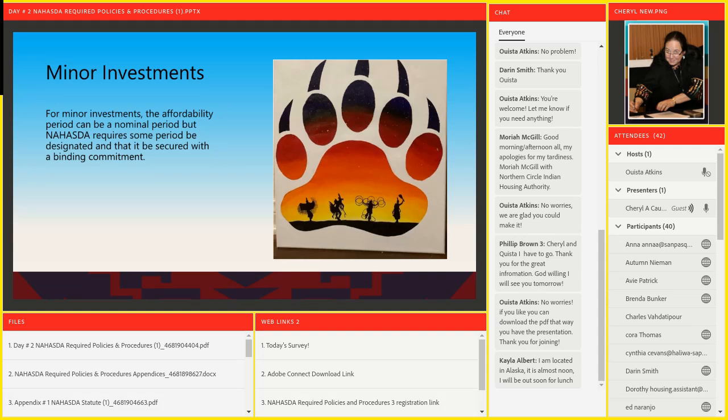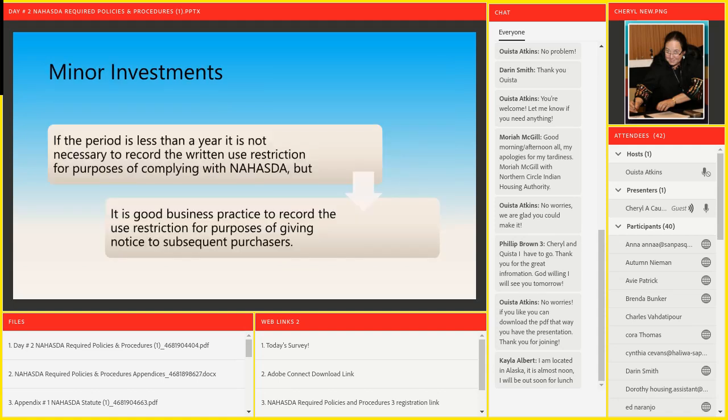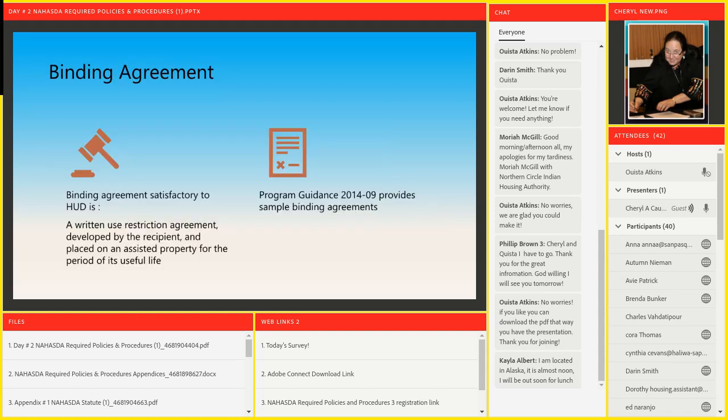Minor investments, the affordability period can be nominal, but NAHASDA requires that some period be designated and then it be secured with a binding commitment. If the period is less than a year, it is not necessary to record that written use restriction for purposes of complying with NAHASDA. But it's a good business practice to record the use restriction for purposes of giving notice to your subsequent purchasers.